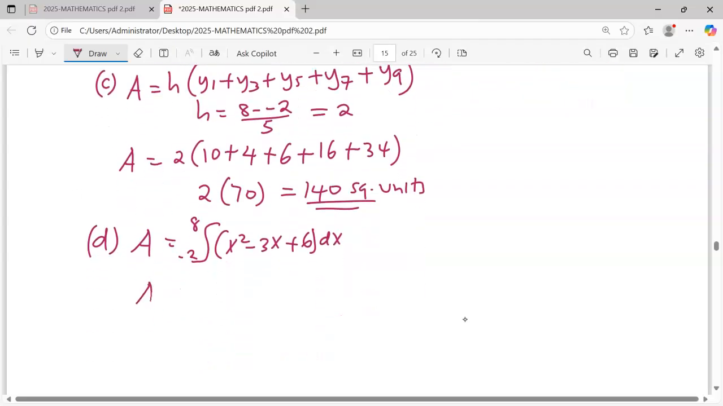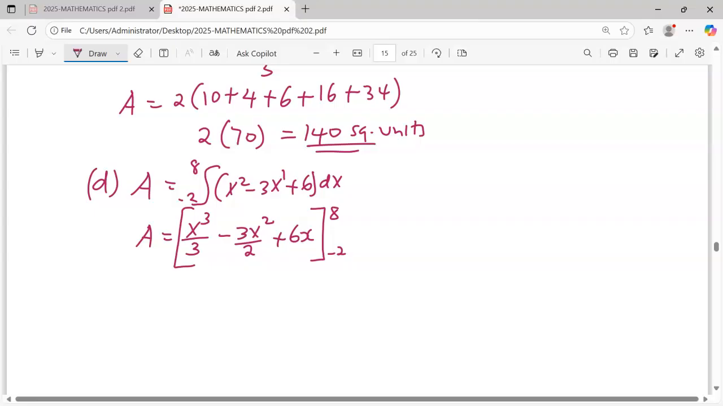In this case now, area will be equal to, when you integrate x squared, you simply add 1 to the power, you get x cubed, you divide by the new power, which is 3, minus 3, x is raised to power 1, you simply add 1 to the power so that we get x squared, you divide by the new power, which is 2, then plus 6, you integrate by adding x, and from here now we can insert the limits, that is 8 and -2. We do not need to introduce c because c will disappear at some point. Now we are going to substitute.